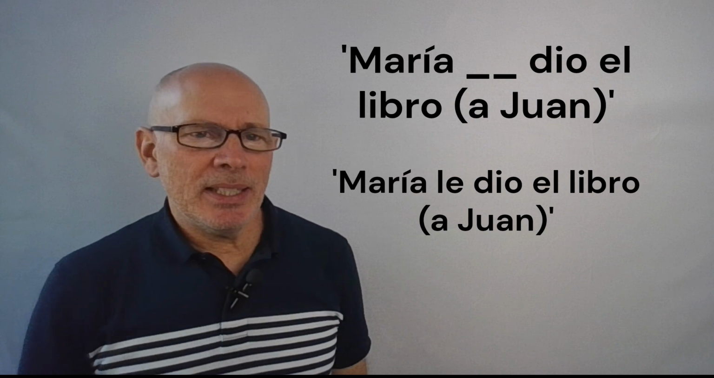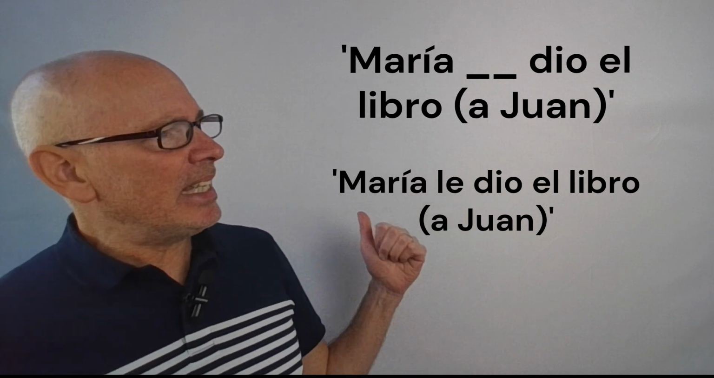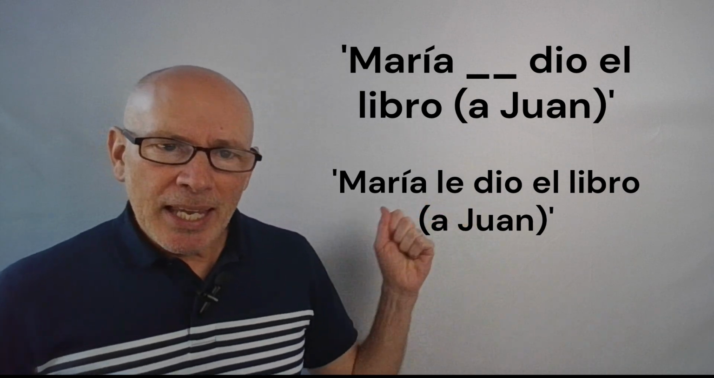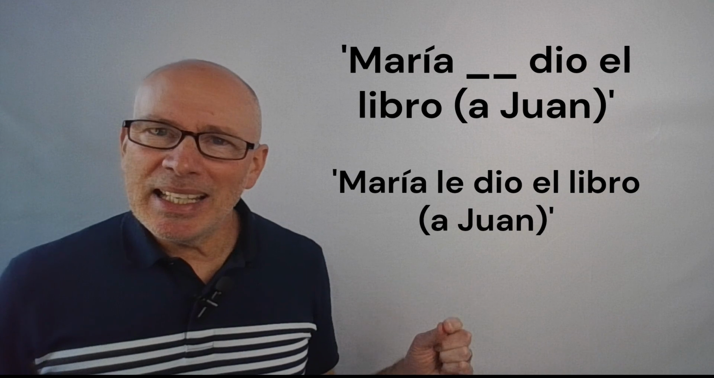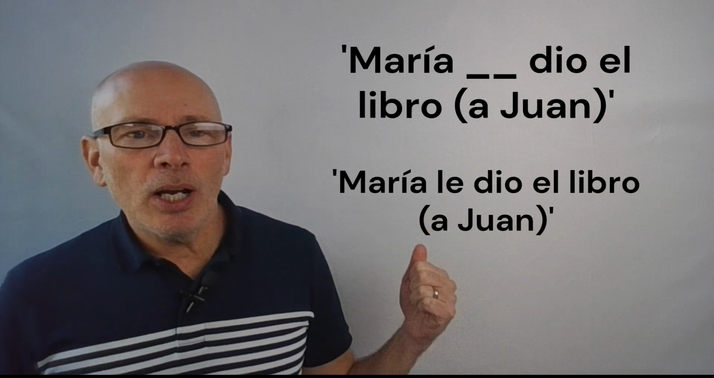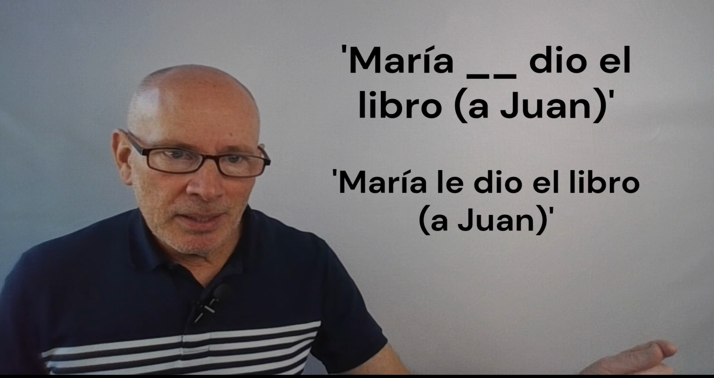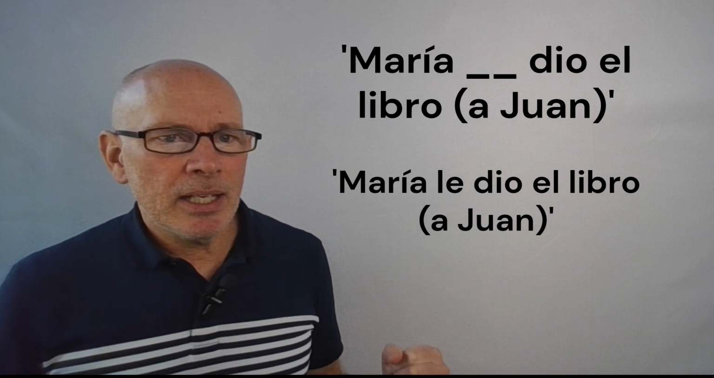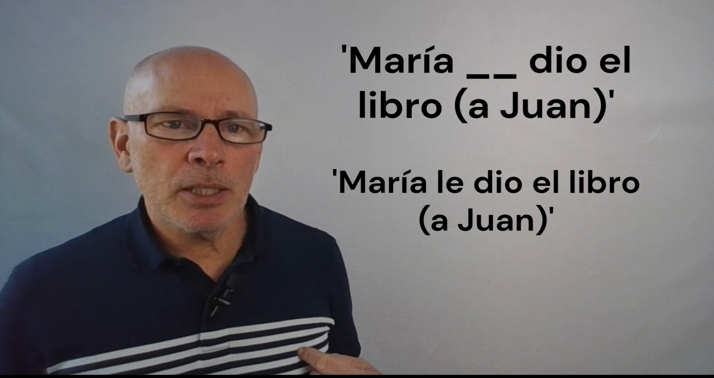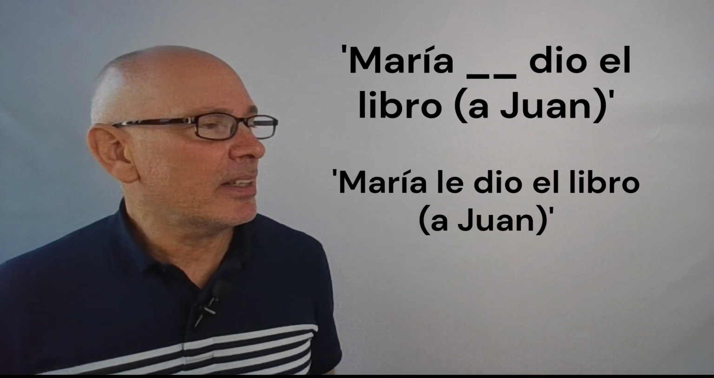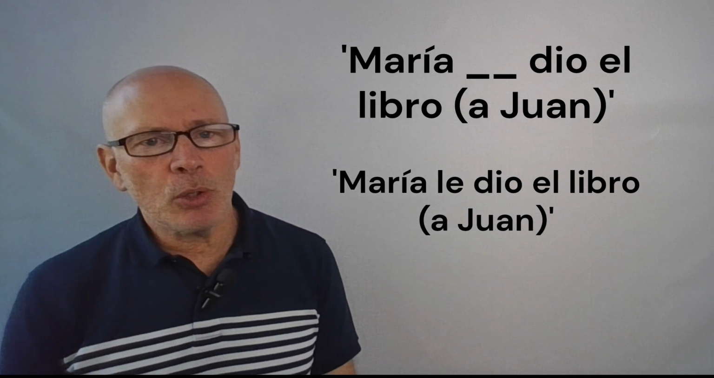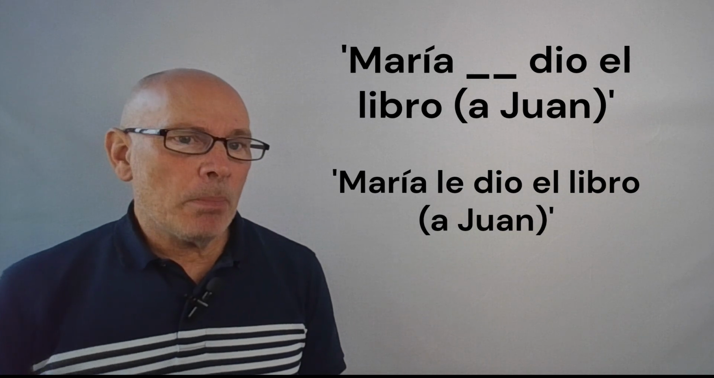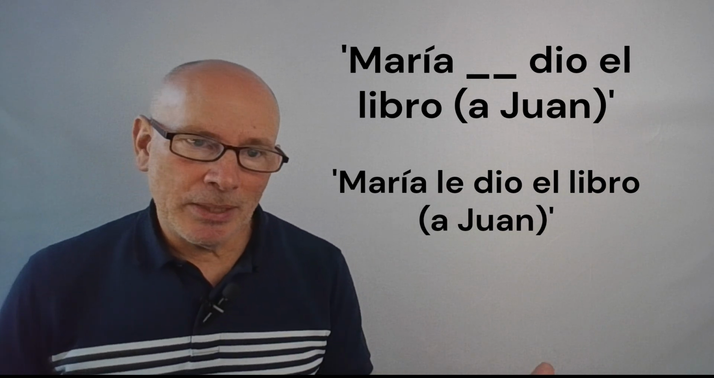Now I've put a Juan in brackets here because if we just say María le dio el libro on its own, we say Maria gave him the book. But that le can also mean her, and it can also mean usted. Okay, so we do have to be a little bit careful when we're using le. Sometimes we might have to repeat the person who is receiving the thing, the actual indirect object of that sentence. We might have to repeat the name. So what we get is María le dio el libro a Juan.